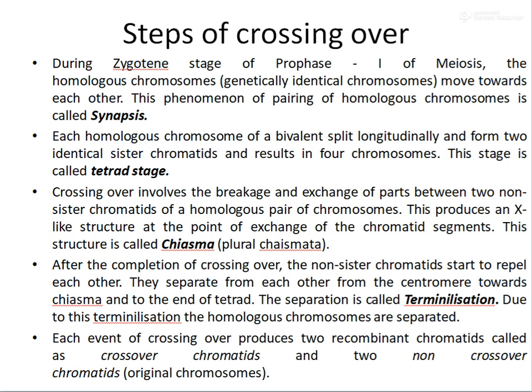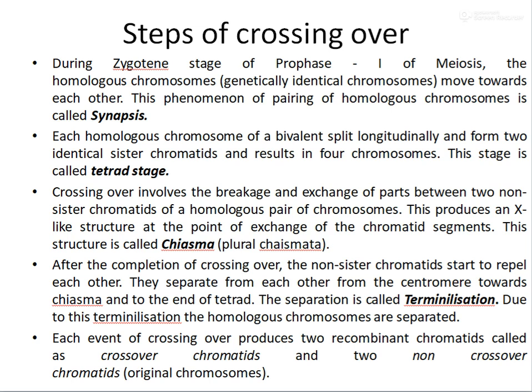After the completion of crossing over, the non-sister chromatids will repel each other and separate from the centromere towards the chiasma and to the end of the tetrad, and the separation is referred to as terminalization. Once terminalization is brought about, the homologous pair of chromosomes get separated, and each event of crossing over produces two recombinant chromatids called the crossover chromatids and two non-crossover chromatids, or the original chromosomes.